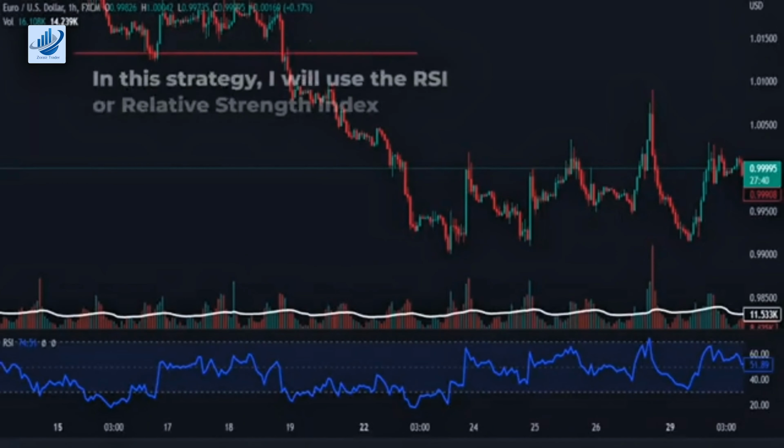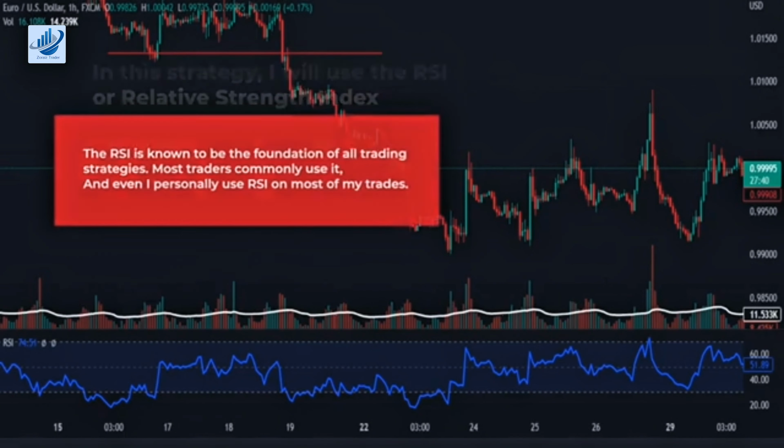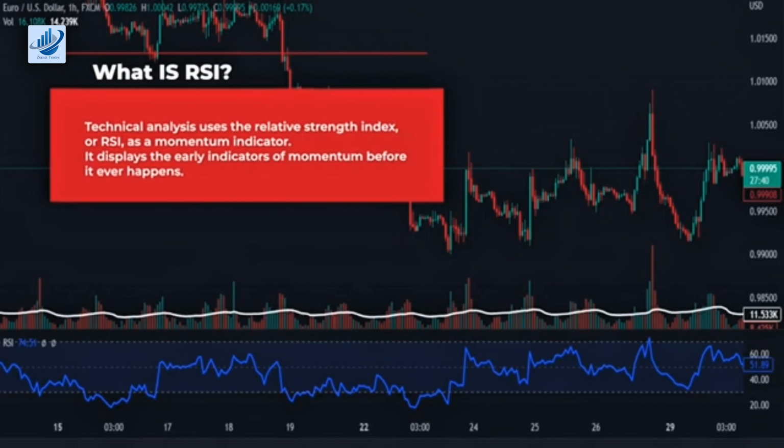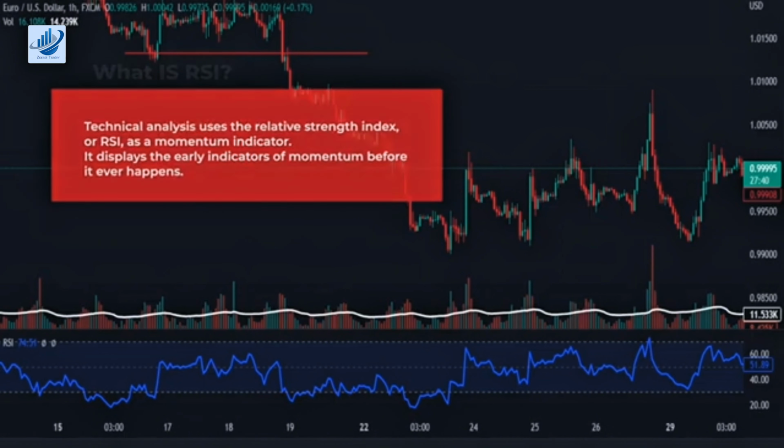In this strategy, I will use the RSI Relative Strength Index. The RSI is known to be the foundation of all trading strategies. Most traders commonly use it, and even I personally use RSI on most of my trades. Technical analysis uses the Relative Strength Index or RSI as a momentum indicator. It displays the early indicators of momentum before it ever happens.